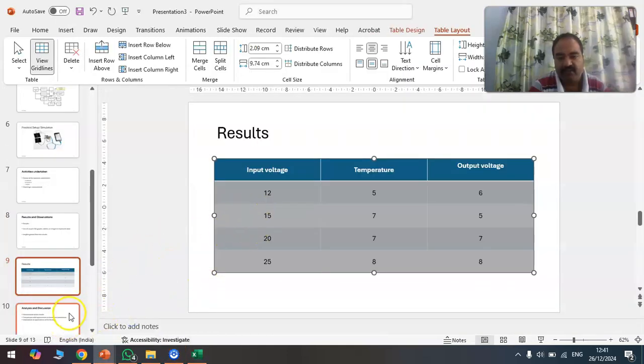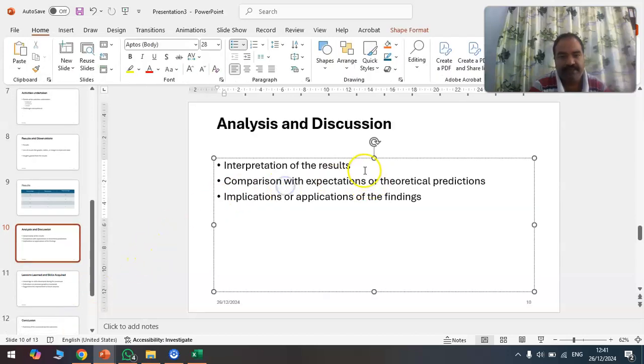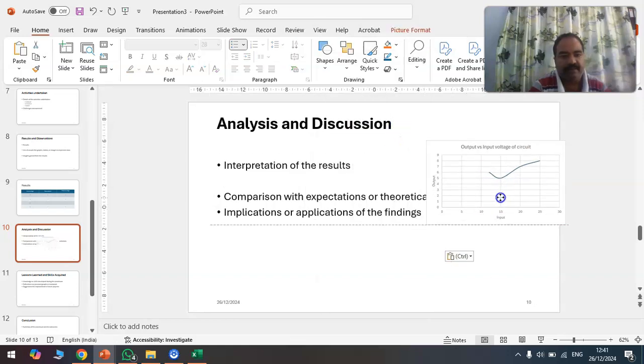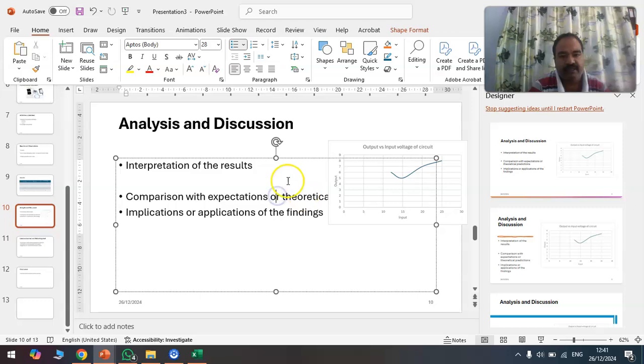In the analysis section, in the interpretation of the results, I'll just paste a figure here. Okay, this is my analysis. This gives me a good analysis of the whole thing.